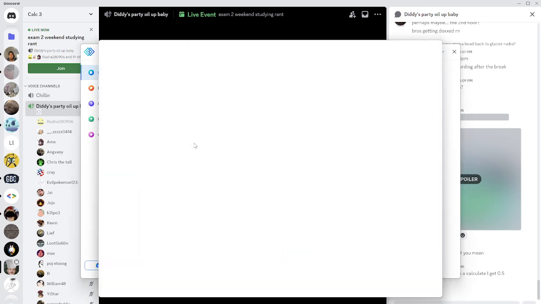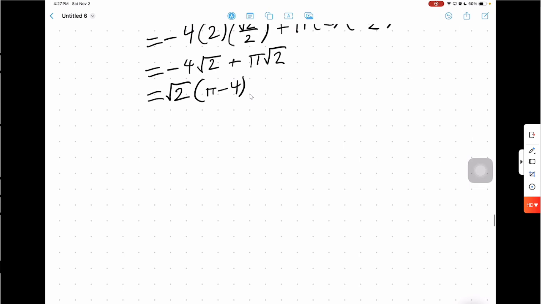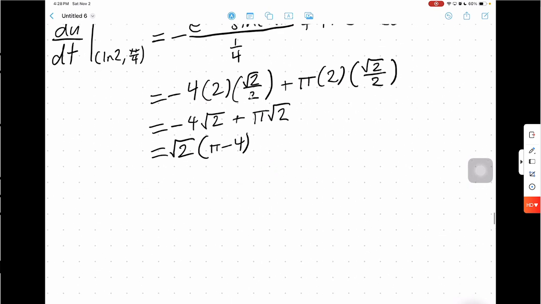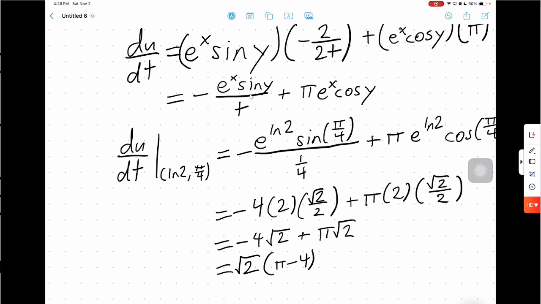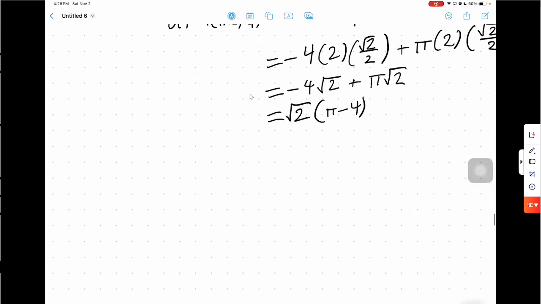It stops screen sharing every single time my computer turns off, so that's always a huge problem. Well, on the bright side, it keeps the HD thing going on for a while. All right, next question.